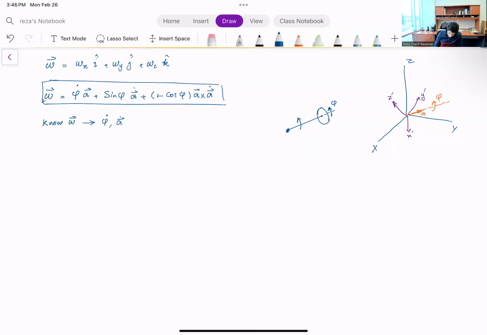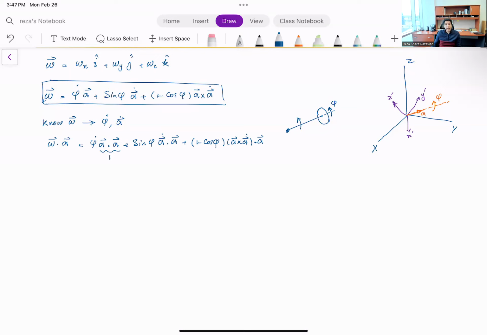So phi dot is easy. To get phi dot, what I can do is take this equation and take the dot product of that with A. So it's going to be phi dot A dot A plus sine of phi A dot dot A plus 1 minus cosine of phi A cross A dot dot A. So many dots.